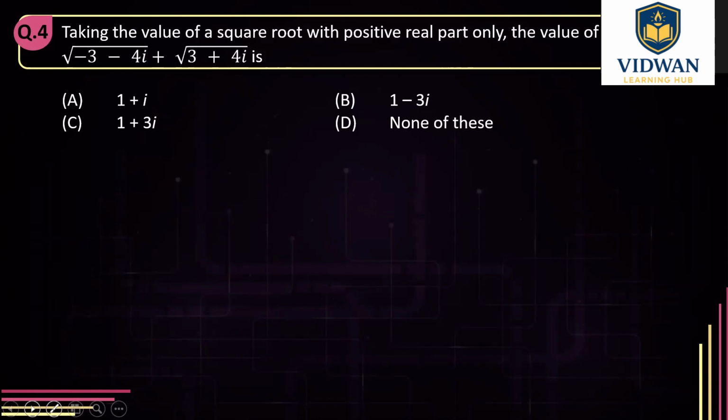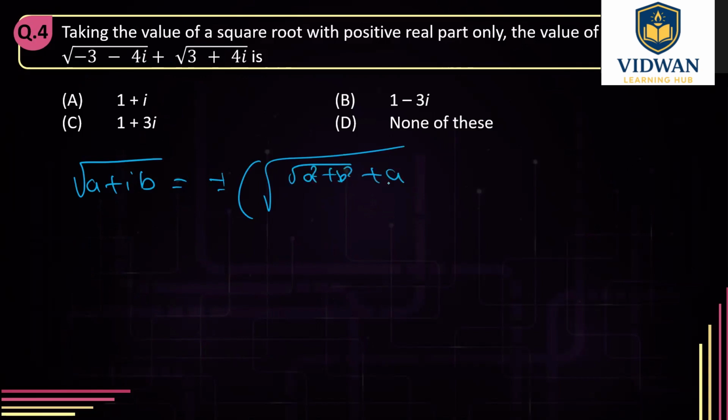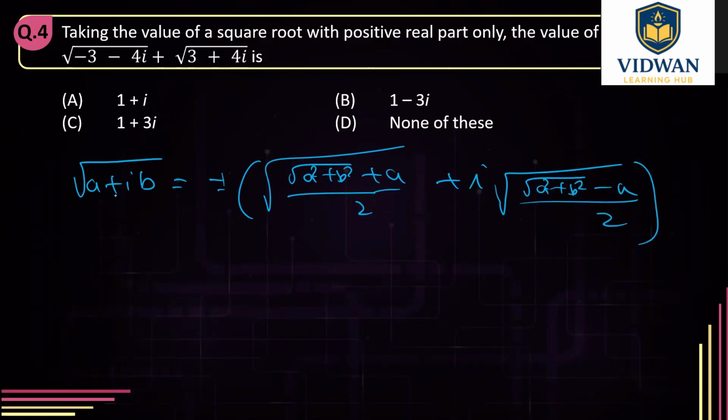So we have to find out the square root of this with positive real part. So if I have to write down the square root of a plus ib, we already derived the result. The formula is plus or minus root of (a square plus b square plus a) by 2 plus I times root of (a square plus b square minus a) by 2. This is the formula to find square root. If there is a plus, you will write plus here. If there is a minus here, you will write minus here. So if you want to include that, you can include here only, plus or minus.